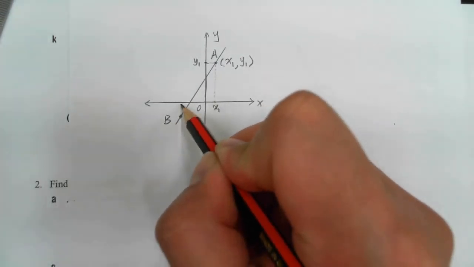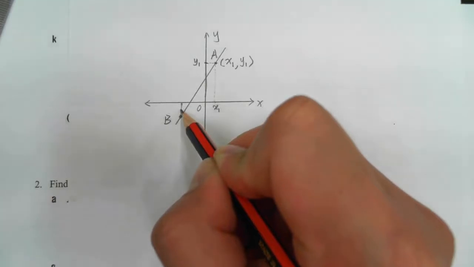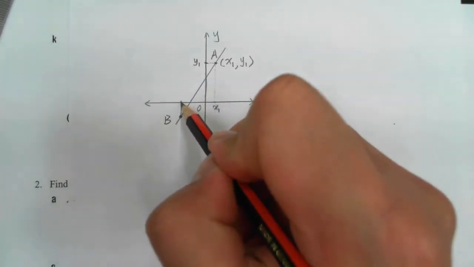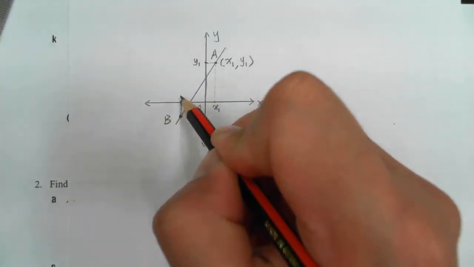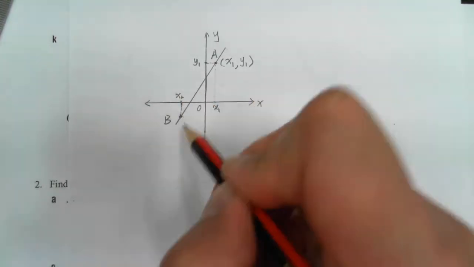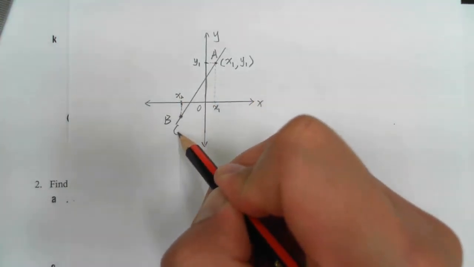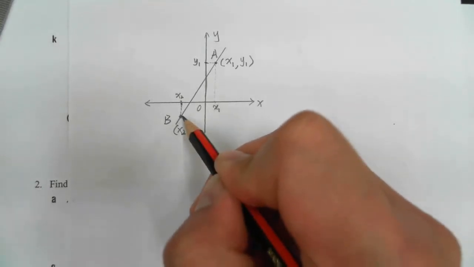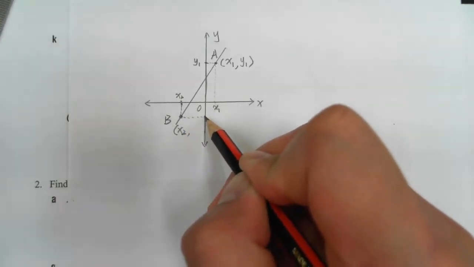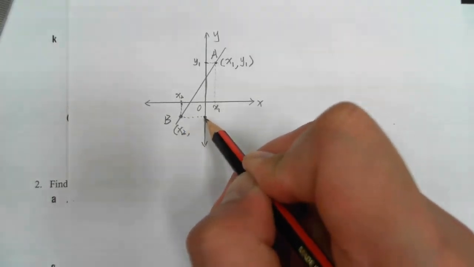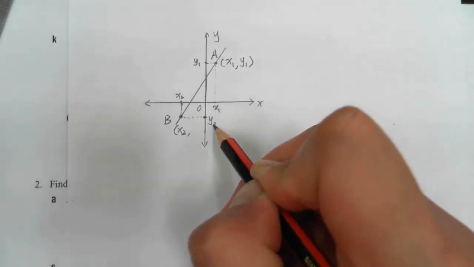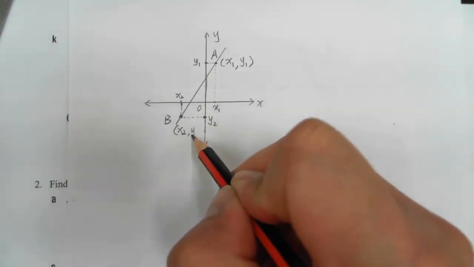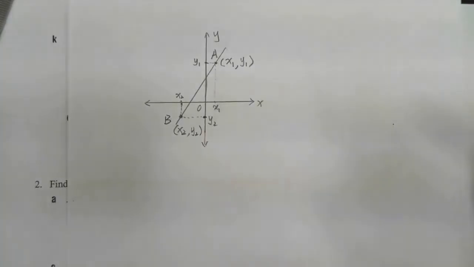So for point B, I need the x coordinate. For the x coordinate, I don't know this point, so I can say this is my x2. Because there's a second point, I use x2 to represent it. And then I want to know the y coordinate. Here I don't know the exact value, so I can say that is y2. So this coordinate is x2 and y2.